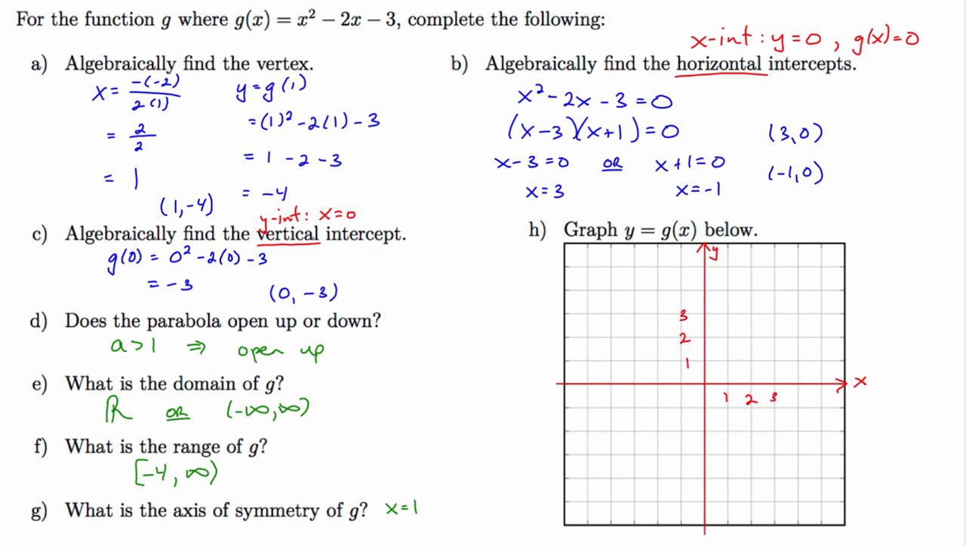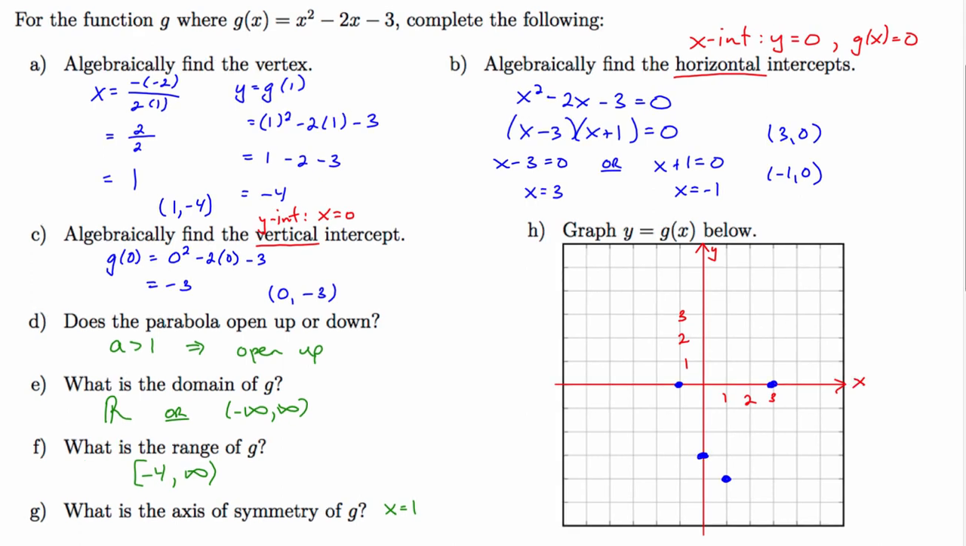Now that the graph is set up, we can begin plotting the points that we have found. In part A, we found that the vertex was located at (1, -4). In part B, we found that the x-intercepts were at (-1, 0) and over at (3, 0). In part C, we found that the vertical intercept was at (0, -3). In part G, we stated that the axis of symmetry was the vertical line x equal to 1, so we'll momentarily draw that in to use the symmetry to help us graph this function.